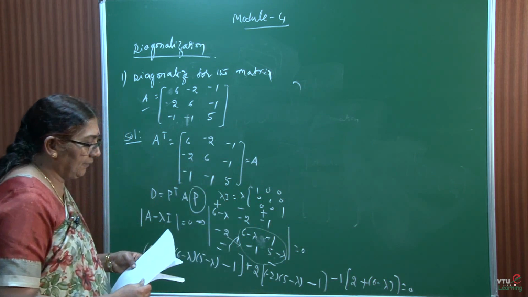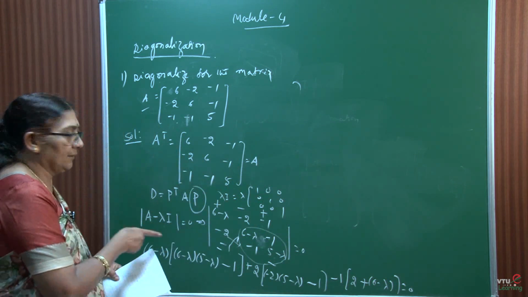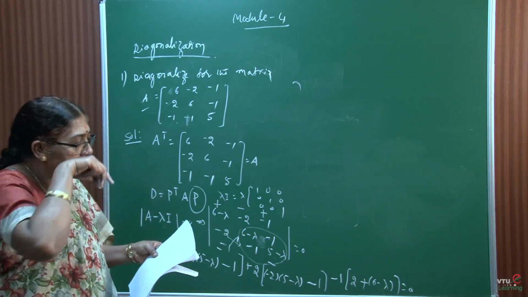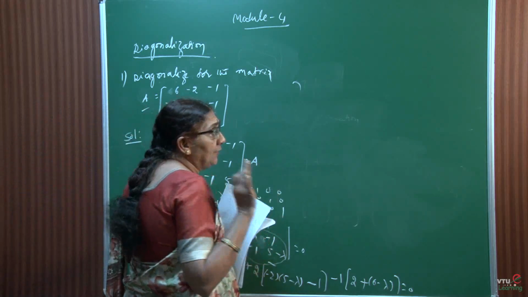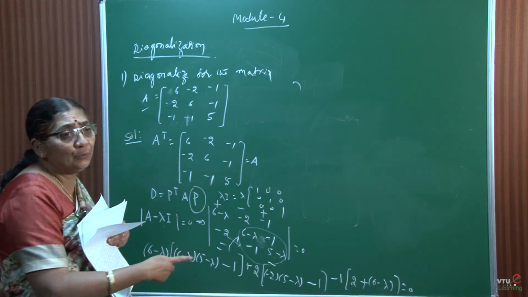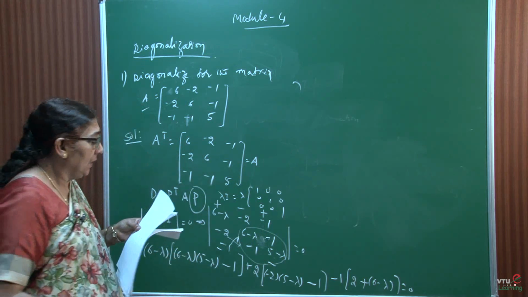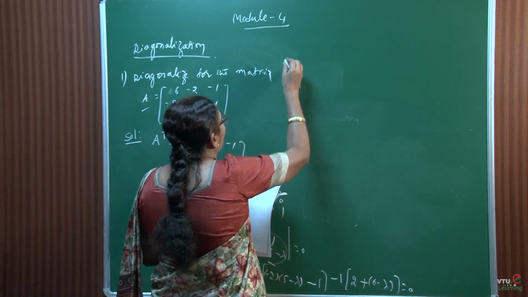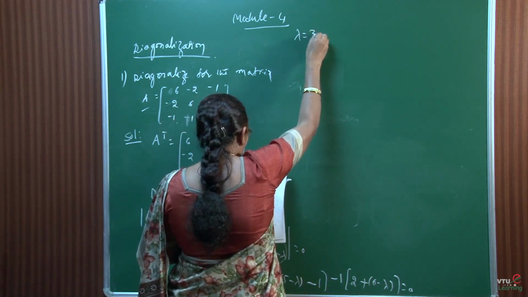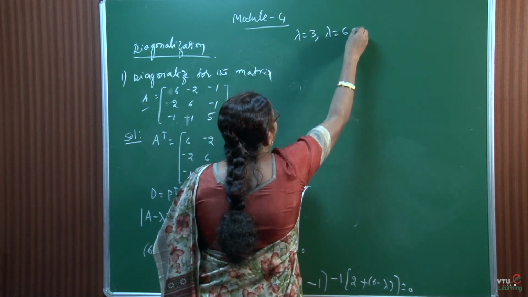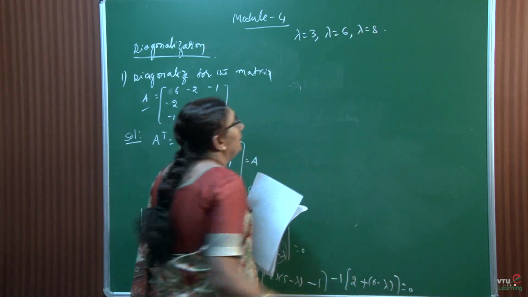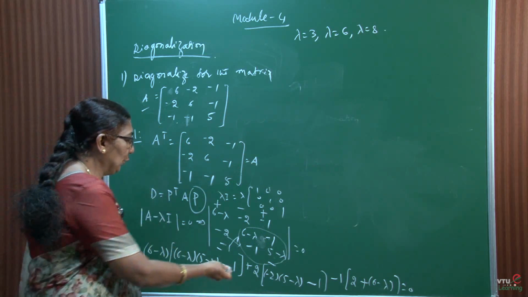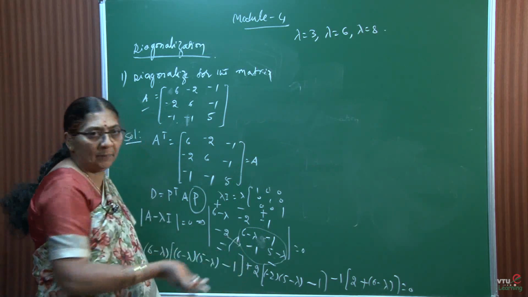This is the way we have to evaluate that determinant. You multiply and simplify that. Finally, I am writing the final answer because I am not going to simplify on the board. After the simplification, we get a polynomial. The values of lambda are 3, 6 and 8. We get these three values. I have written these values directly. You know the method; simplifying, we get a cubic polynomial.